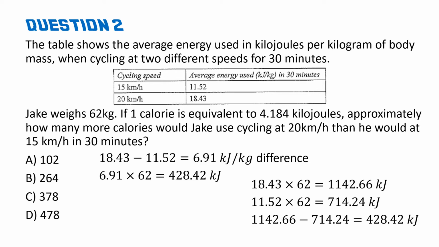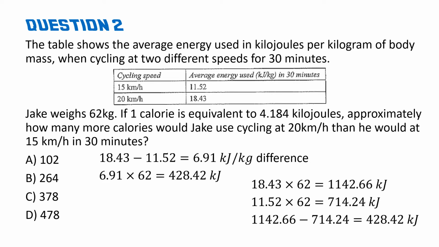So it doesn't matter which way you work it out. You can work out what's the total kilojoules for 15 kilometers, the total kilojoules for 20 kilometers, and then find the difference. Or you can just find the difference between those two numbers and then multiply it by 62. Doesn't matter which way you go, you still get the same answer. But note, both of those are in kilojoules and the question says in calories.